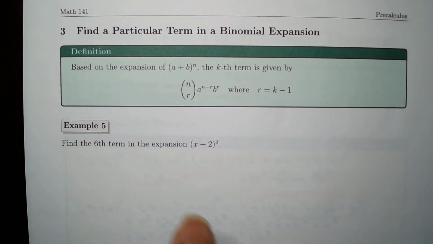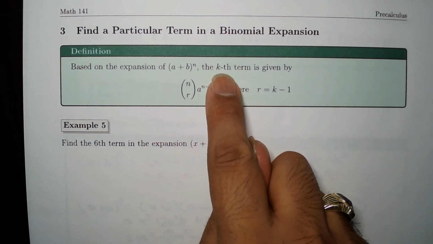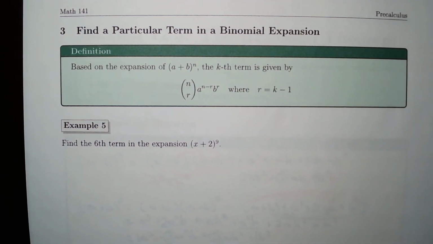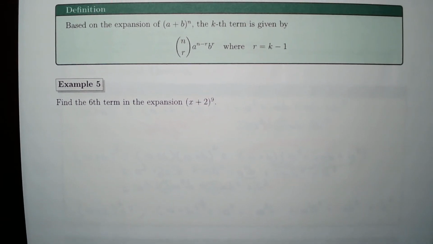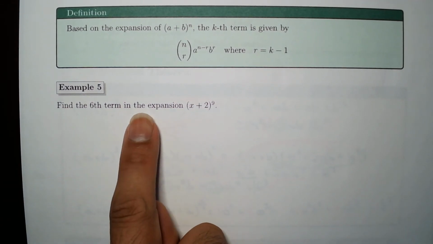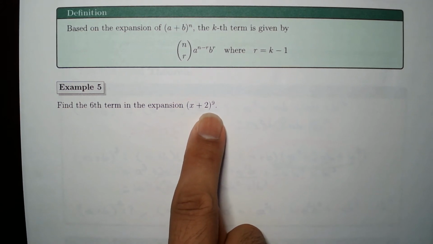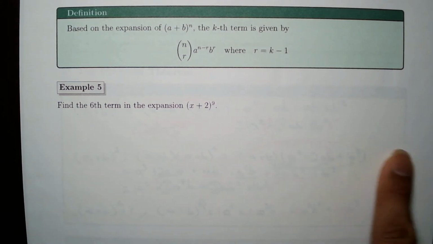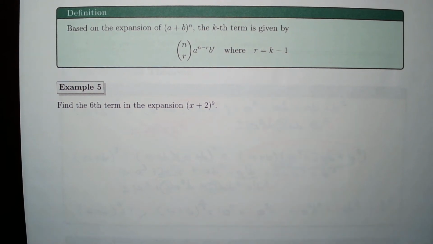The question might look a little bit simple, but again, you're looking for the kth term, not for the coefficient of x to the something or y to the something, depending on the variable. So find the sixth term in the expansion of x plus 2 to the 9th power. Of course, you don't want to expand all the terms and then identify the 6th term. No, you're going to use the formula.